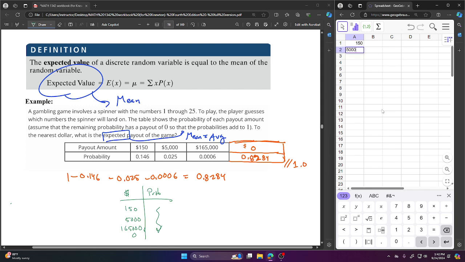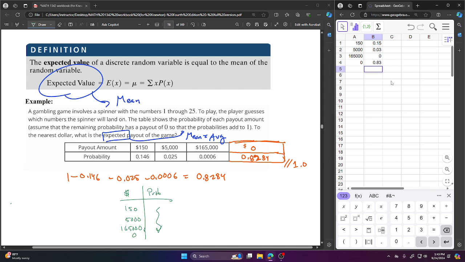150, $5,000, 165000, or just 0. I don't know, guys. This looks like a pretty good probability to play here. I mean, you get $150. What is that? 14% of the time. I mean, that's pretty awesome, isn't it?